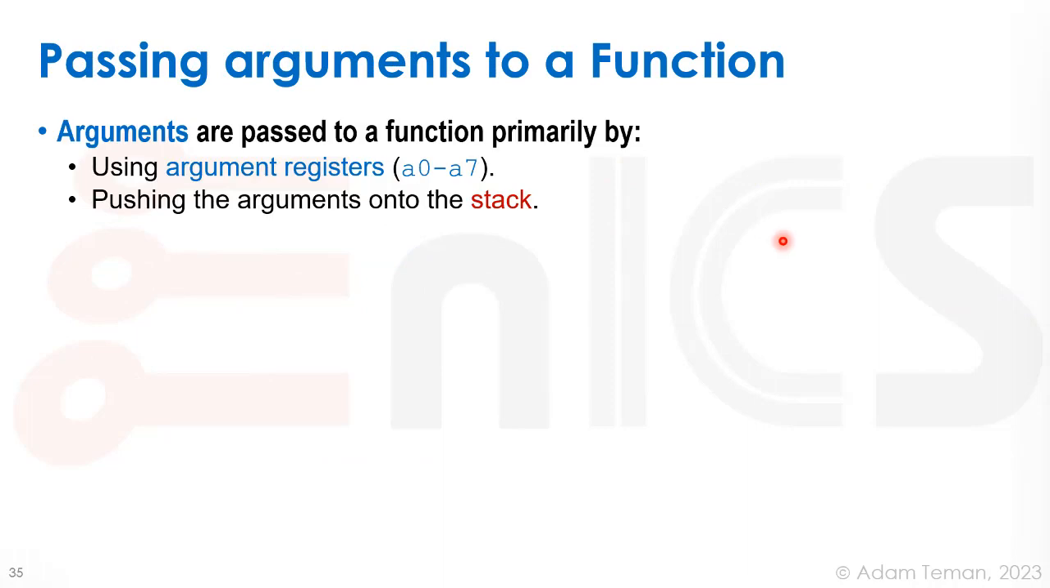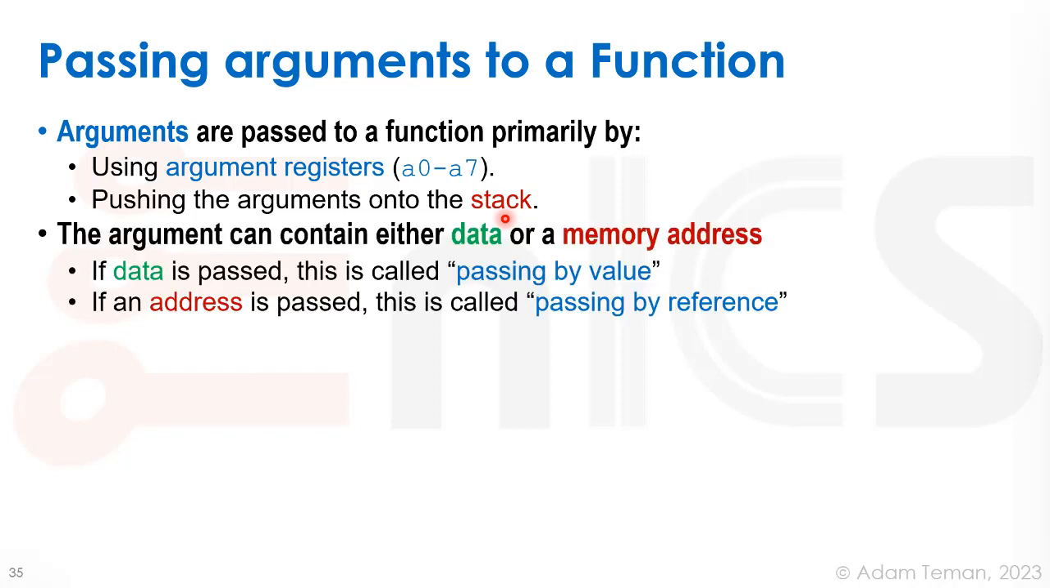So how do we pass arguments to a function? They're primarily passed by using the argument registers. So in our ABI, we have defined 8 registers to be argument registers. They're called A0 to A7. If that is not enough for us, then what we have to do is push the arguments onto the stack. And I remind you that the stack is this private memory of each function. And so if we want to use more arguments, we will push them onto the stack before calling the functions, and that's how we'll get to them.